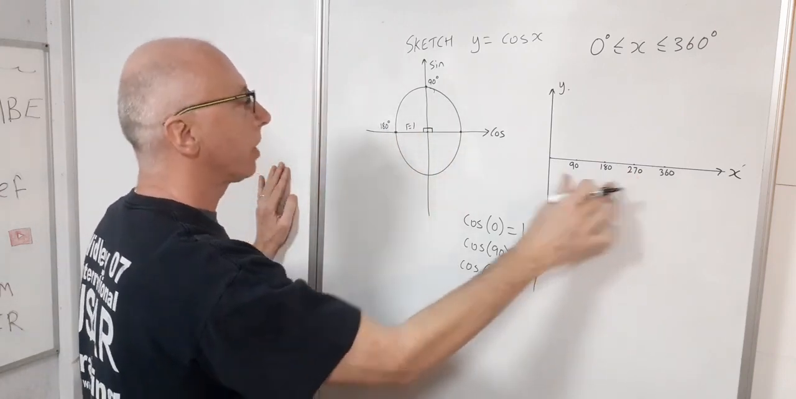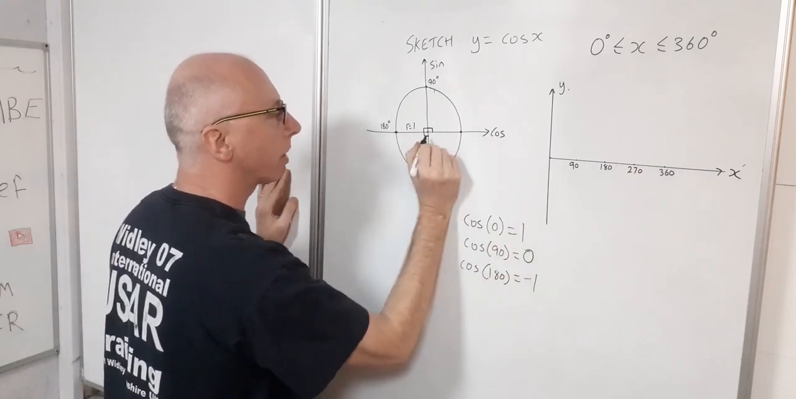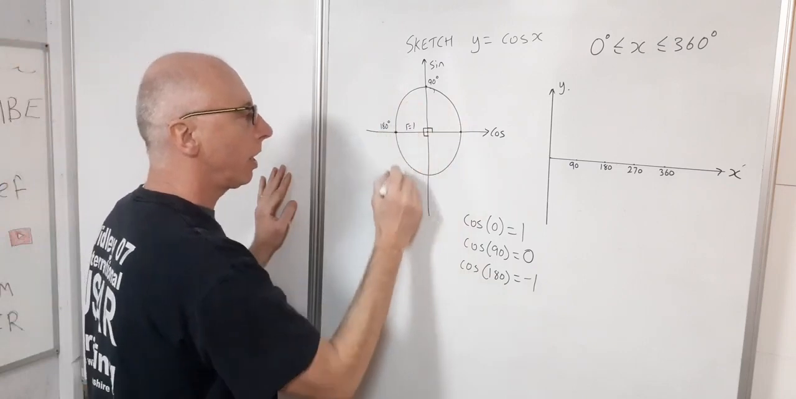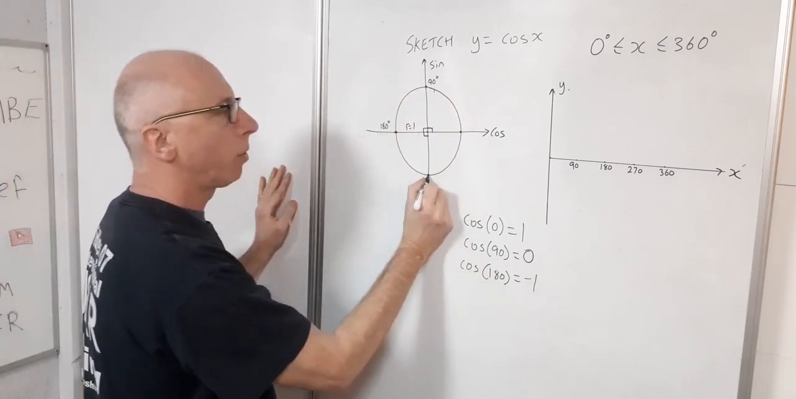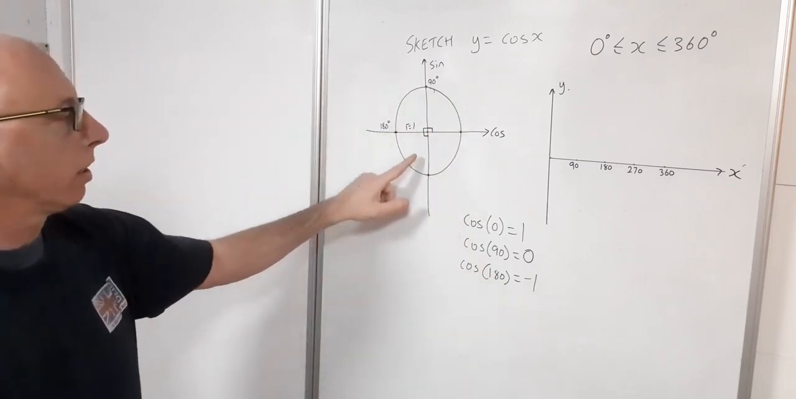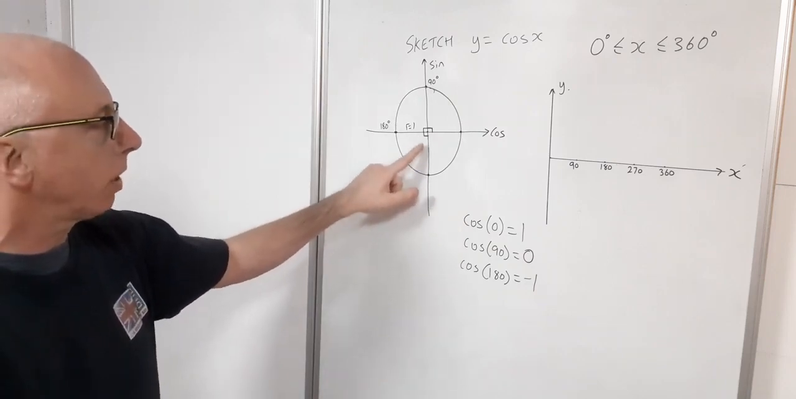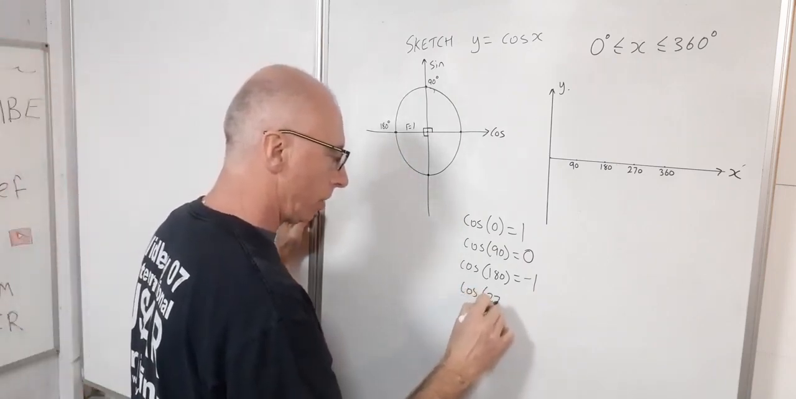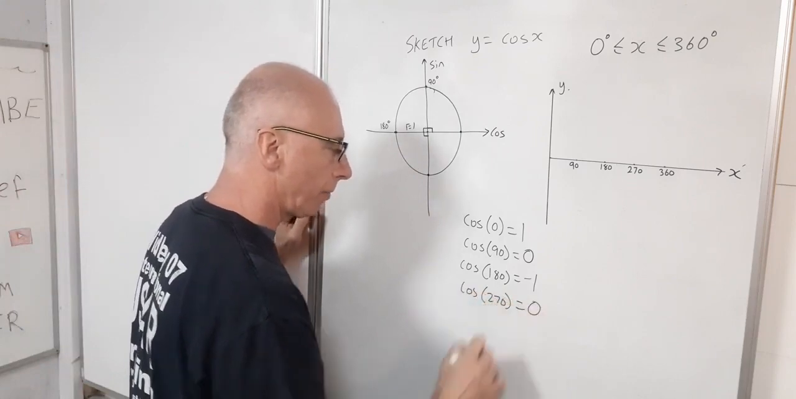And then 270, so I need a third right angle, 3 right angles, 270 degrees. So now I go all the way around to here. Now what's the value of my cosine at this point? Well, here it's going to be 0 as well. So cosine of 270 equals 0.